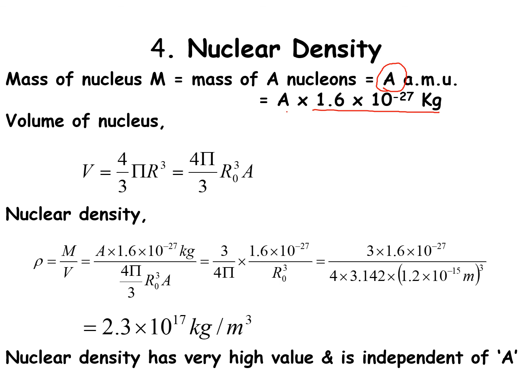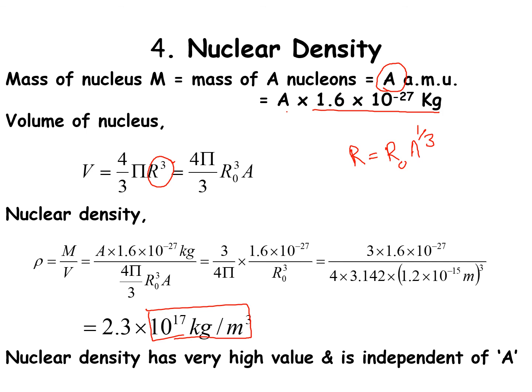As we know that the nucleus is spherical in shape, its volume is 4 by 3 pi r cube. Here r cube is taken from the previous relation, as we have derived that R is equal to R naught into A to the power 1 by 3. So R cube is equal to R naught cube into A. When we calculate the nuclear density, the density comes out equal to mass upon volume. When we make this whole calculation, we get the nuclear density of the order of 10 to the power 17 kilogram per meter cube.